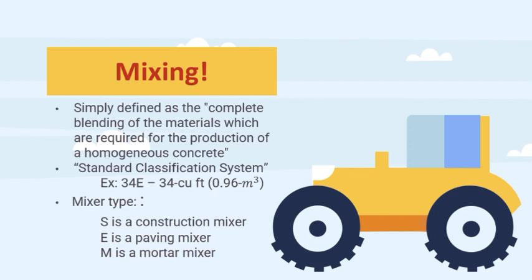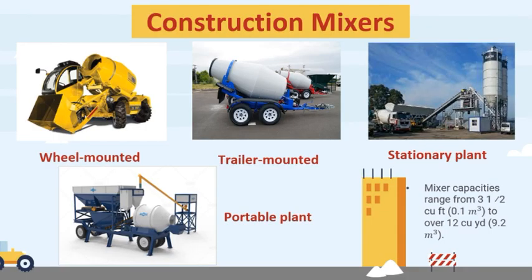For mixer type, meron tayong 3 types. S is for construction mixer, E is for paving mixer, and M is for mortar mixer. So as you can see, example natin is paving mixer. So isa pang tip is satisfactory mixing should be obtained as long as the volume of the mix does not exceed the mixer's rated capacity by more than 10%.